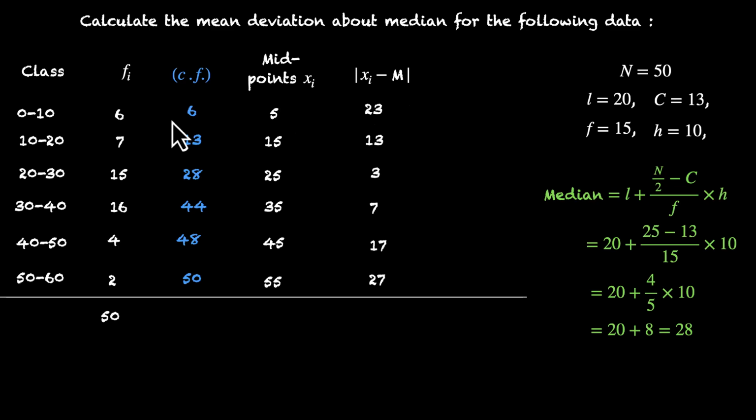But because this appears 6 times, the frequency is 6, and this appears 7 times, these deviations will also appear that many times. So let's multiply this with fi. Let's add another column, fi mod of xi minus m. So 23 times 6, that's going to be 120 plus 18, that's 138. 13 times 7 is 91. 15 times 3 is 45. 16 times 7 is going to be 112. 4 times 17, that's 68. And 2 times 27, that's 54.